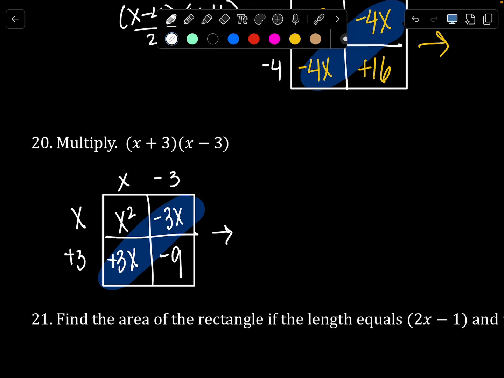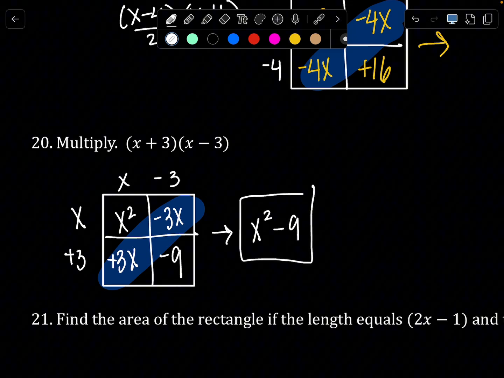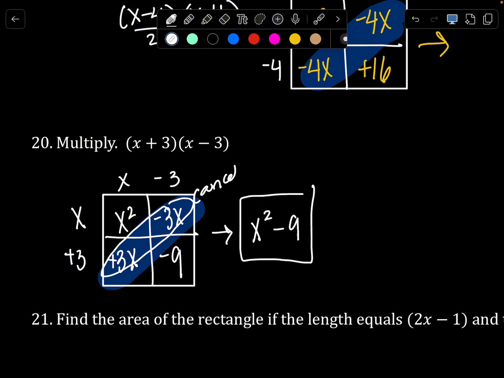Cross cancel. They cancel, right? Negative 3x plus 3x, it's opposite terms. So all you get is x squared, technically plus 0, but we don't have to write that. So we just put the negative 9 right there. Because this cancels. Or, in other words, it's a 0 pair. So it's 0.